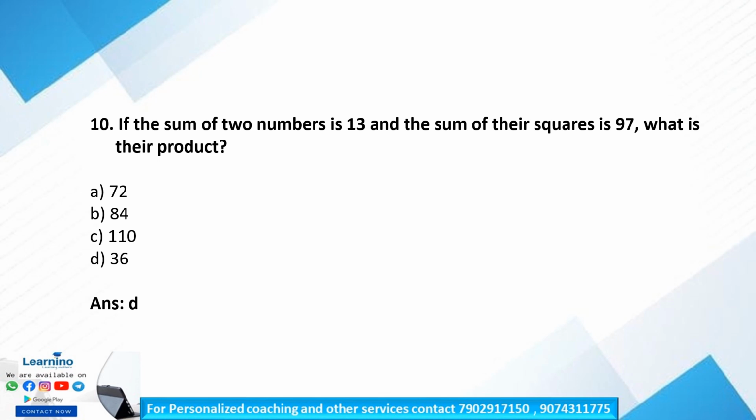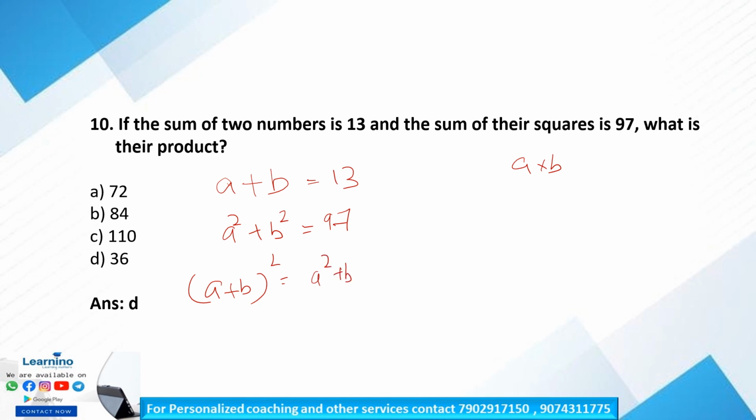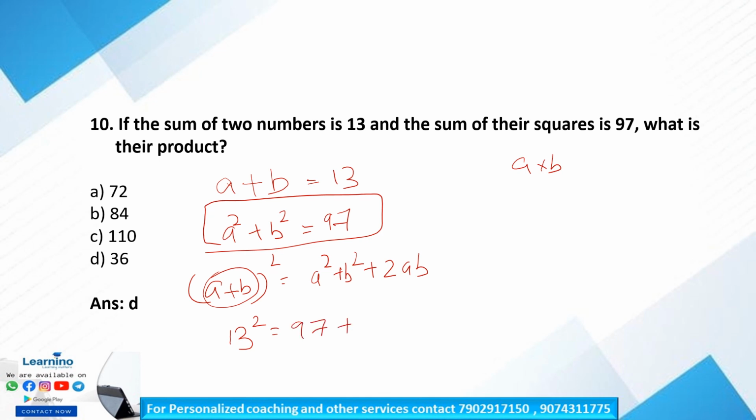If the sum of two numbers is 13 and the sum of their squares is 97, what is their product? Suppose the numbers are A and B. The sum of the two numbers is 13 and the sum of their squares is 97. We have to find the product of those numbers, right? So what is (A plus B) the whole square? It is A square plus B square plus 2AB. We know that A square plus B square is equal to 97 and A plus B is equal to 13. So 13 square is equal to 97 plus 2AB.